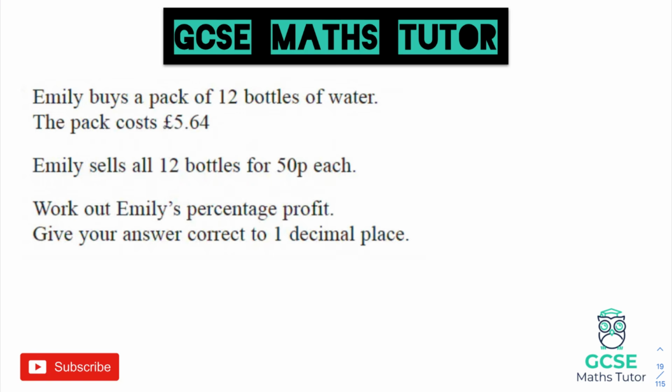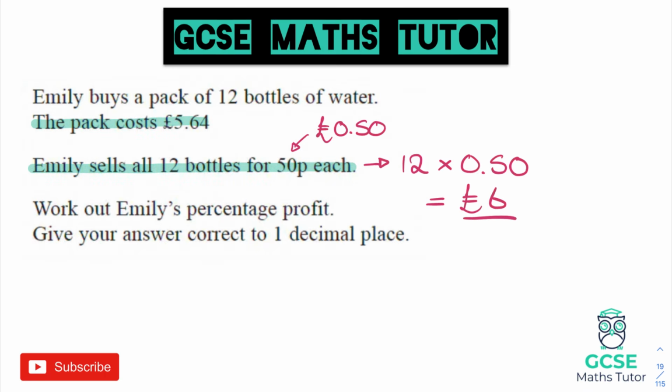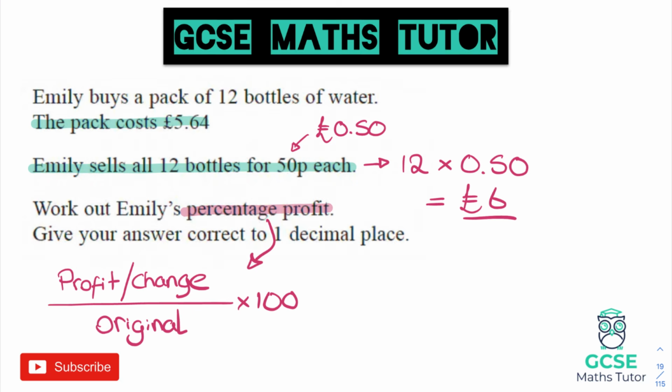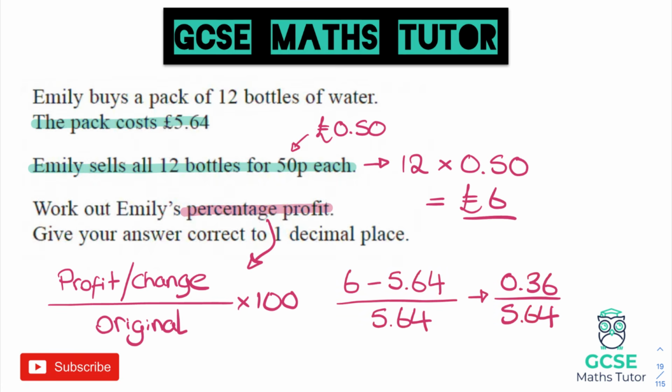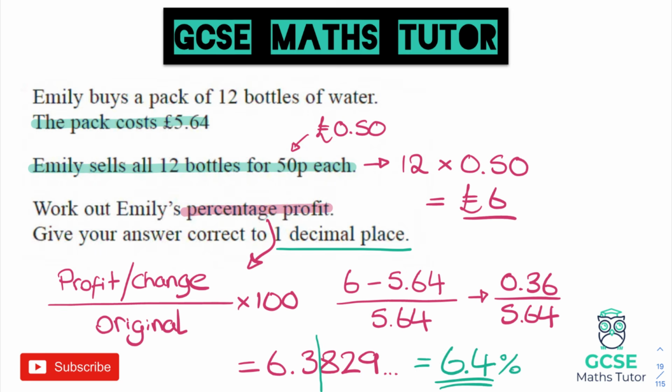If we have a larger question where we're looking at percentage profit, work out anything you can. So for this question, we can work out the total cost of these 12 bottles. From there you can work out a profit and use a profit formula. So profit or change over original multiplied by 100 would convert that into a percentage for us. And if it says to give your answer to 1 decimal place, you can round that at the end once you've written down your final bits of working.